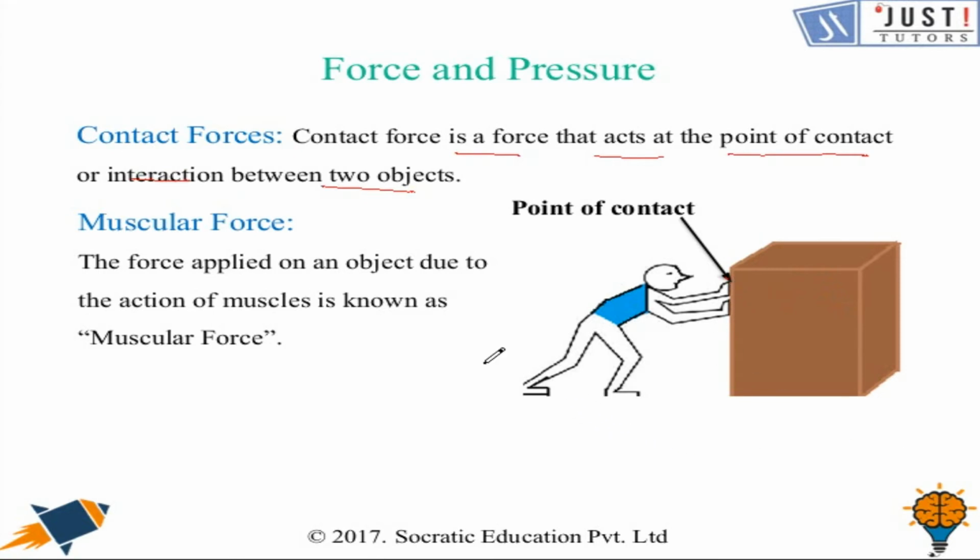Now moving next to the muscular force. The force applied on an object due to the action of muscles is known as muscular force. It is also a contact force because there must be two objects in contact. As in this picture, we can again take an example of this. Here force applied is through muscles and again it is a contact force. So muscular force is a type of contact force.